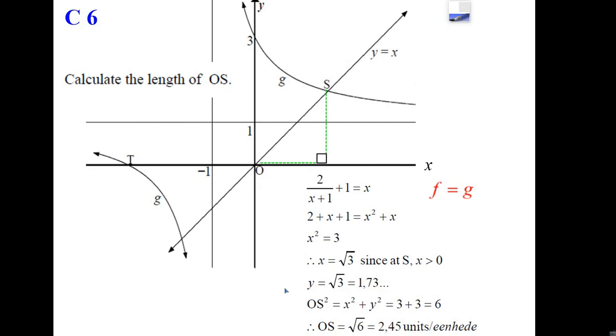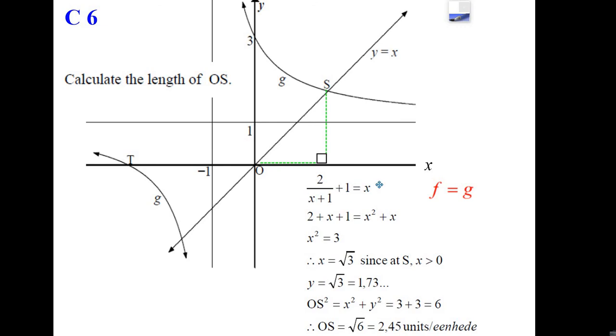Here, the last one. This one says, what do you think the length is from O to S? Well, I'm going to have to figure out what S is, because to figure out what OS is, the origin to S, how would I figure out S? Well, it looks like it's where this line, y equals x, and the hyperbola cross each other. The way you find out where two functions cross each other is you let them equal each other. There's the function f, there's the other function, I'll call it g. You just let them equal each other.